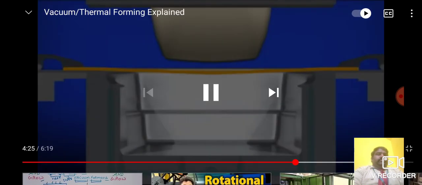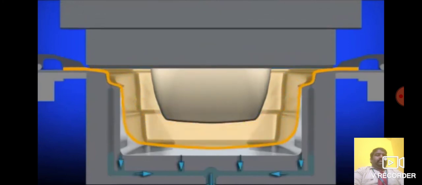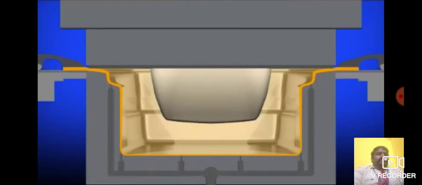Another way to stretch the sheet into a deep section is called plug assist. In fixed plug assist, a plug is attached to the upper half of the mold. The mold closes and the plug stretches the sheet. A vacuum then pulls the sheet onto the surface of the mold. The plug has pre-stretched additional plastic where it is needed.